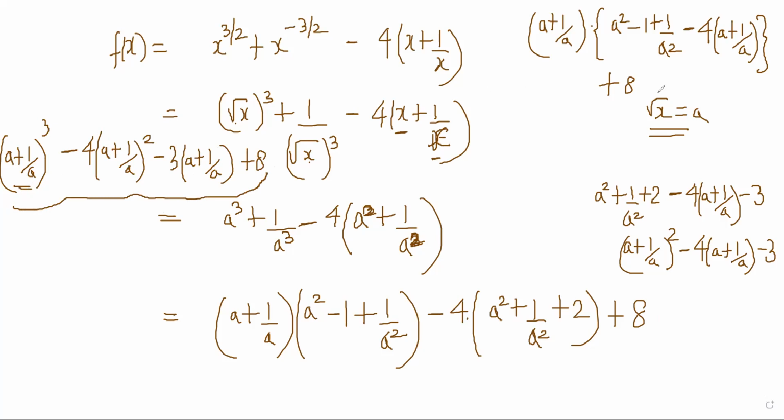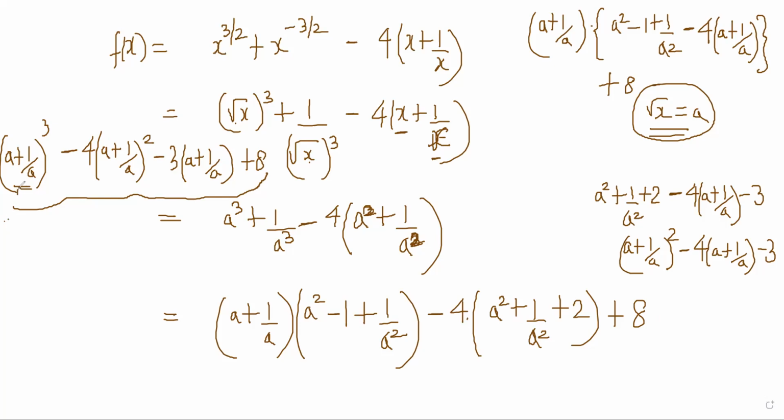A is root x, so it is positive always, right? So A plus 1 by A minimum will be 2, and 2 will happen only when A is equal to 1, and otherwise it is greater than 2. So minimum will be 2.